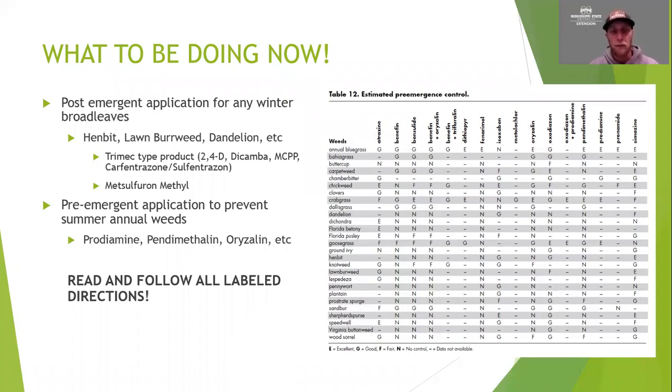Sometimes some of those products may have a reduced rate for centipede or St. Augustine. Just for instance, this isn't the rate, but just say if it says 1 ounce per gallon of water or per 1,000 square feet for Bermuda and zoysia, it may recommend doing only a 1/2 ounce per gallon of water or 1,000 square feet on St. Augustine or centipede. So make sure you read that label good and fully and follow it to a T.